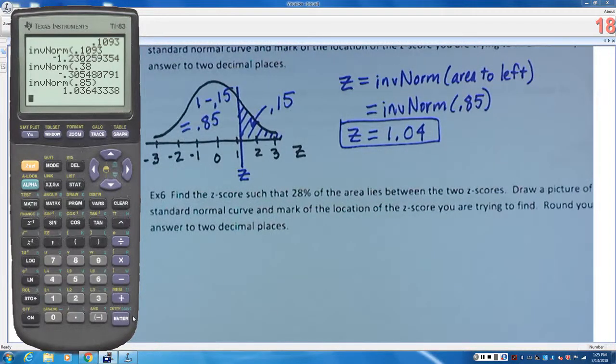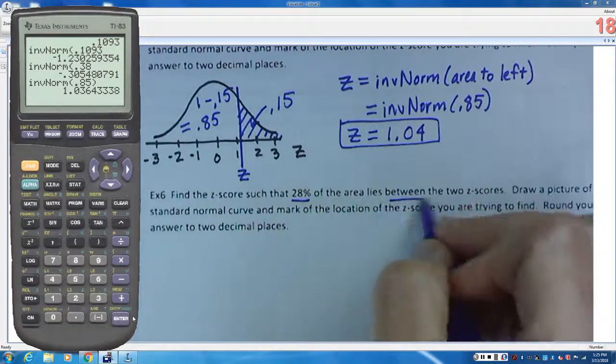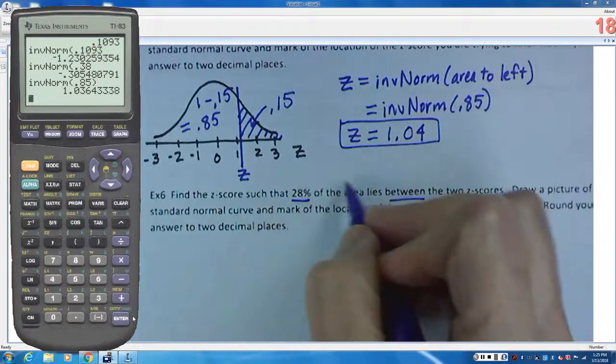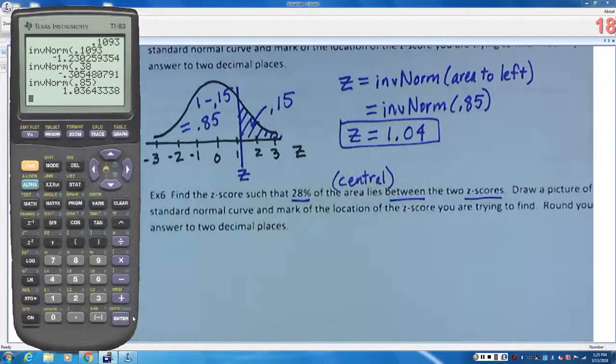we have to assume, when I tell you that 28% lies between two z-scores, it's the central area. Always assume it's the central area unless I tell you otherwise. So it's going to be a central area, and we're going to draw a picture of that.